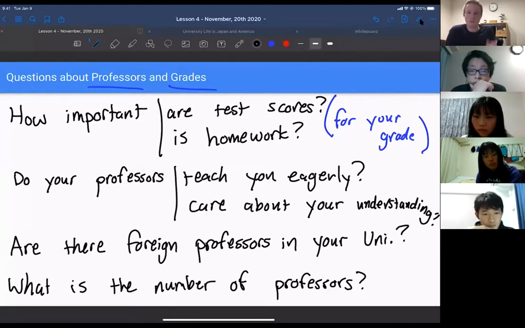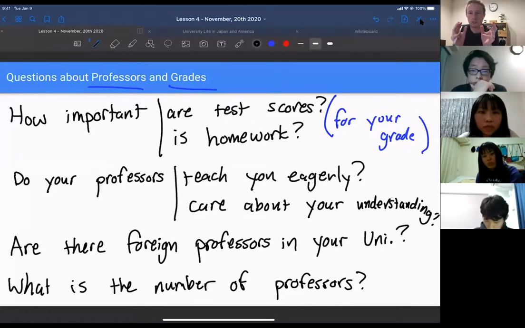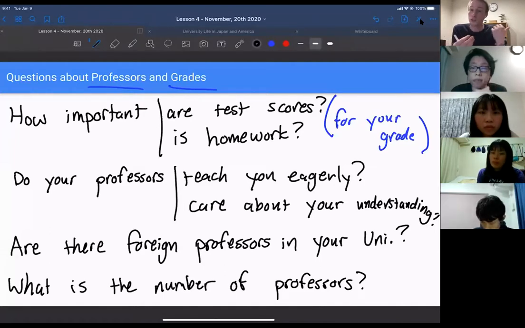This is important because there's a professor to student ratio: how many students does each professor teach? It's very important. You could also ask about class size, which we talked about yesterday. How many students are in a class? Because usually smaller classes are better for learning.